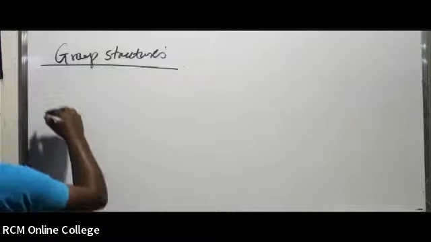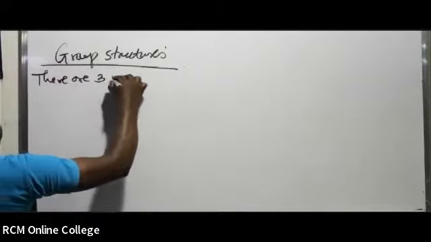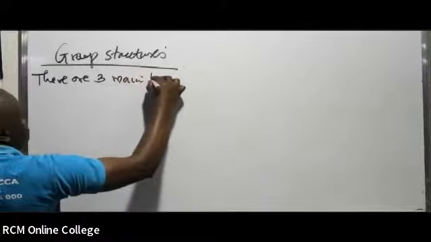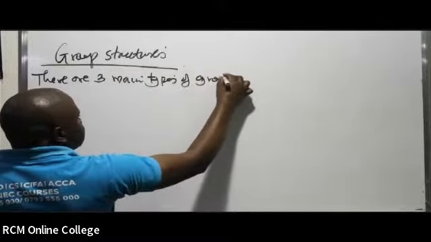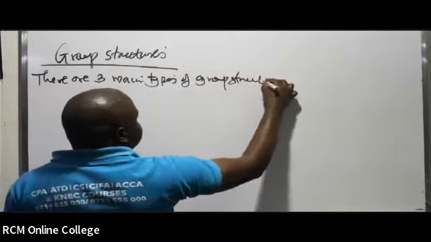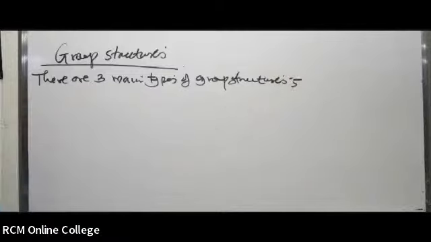So in this case, you can write there are three main types of group structures. There are three main types of group structures.